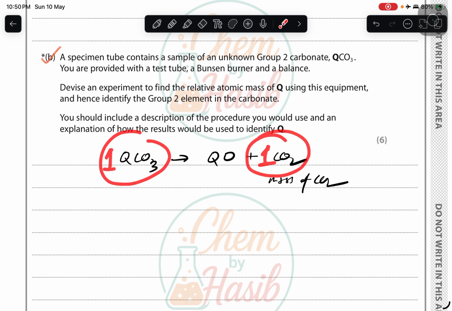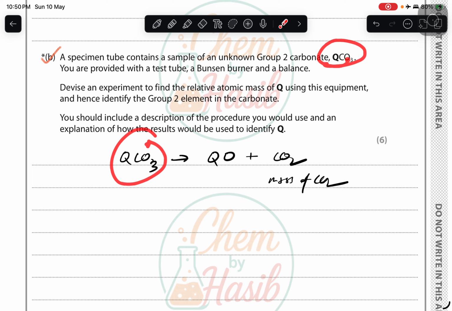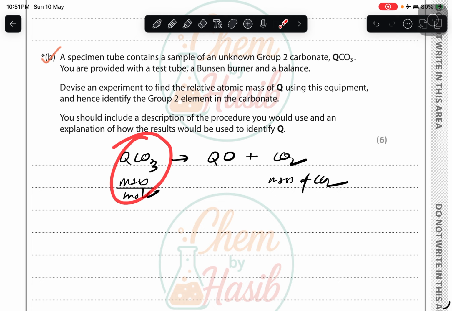So the moles of carbon dioxide equals the moles of QCO3. Now you know the moles of QCO3, and initially you have taken a measured mass of QCO3. So you know the mass of QCO3, and you also know the moles of QCO3. So if you divide the mass of QCO3 by the moles of QCO3, you get the molar mass of QCO3. When you get the molar mass of QCO3, from the molar mass you can find the relative atomic mass of Q by subtracting the molar mass of CO3.